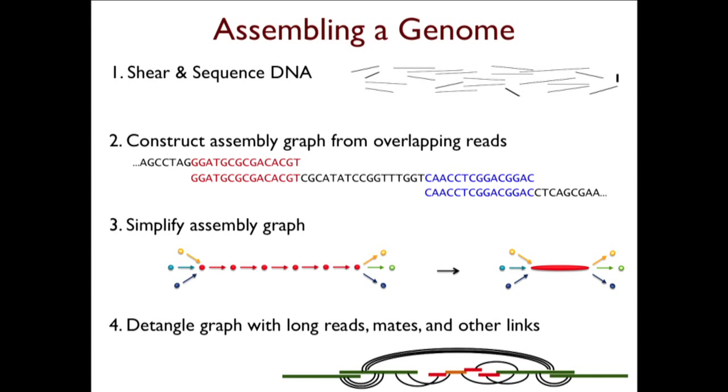Then we overlay it with either long reads or mates or physical maps, genetic maps, to try to reconstruct scaffolds that represent something like entire chromosomes or chromosome arms. The difference for a scaffold is that we may know more or less what the full sequence is, but there can be gaps along the way where we know there's a gap of 1,000 base pairs but don't exactly know what the sequence is.